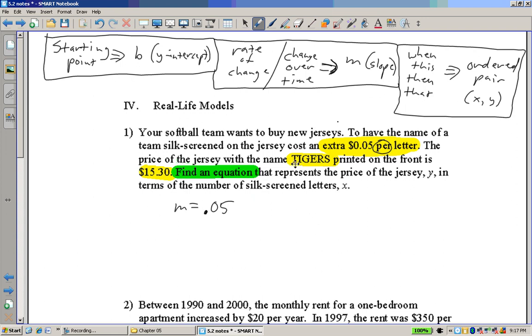Name Tigers, so that's 1, 2, 3, 4, 5, 6 letters. It cost me $15.30. That's a win, this, then that. That's an ordered pair. So what's the ordered pair? Well, number of silkscreen letters is x. How many letters? We've got 1, 2, 3, 4, 5, 6. 6 letters, because it told me that was x. The price of the jersey is y. So what does it cost? $15.30.